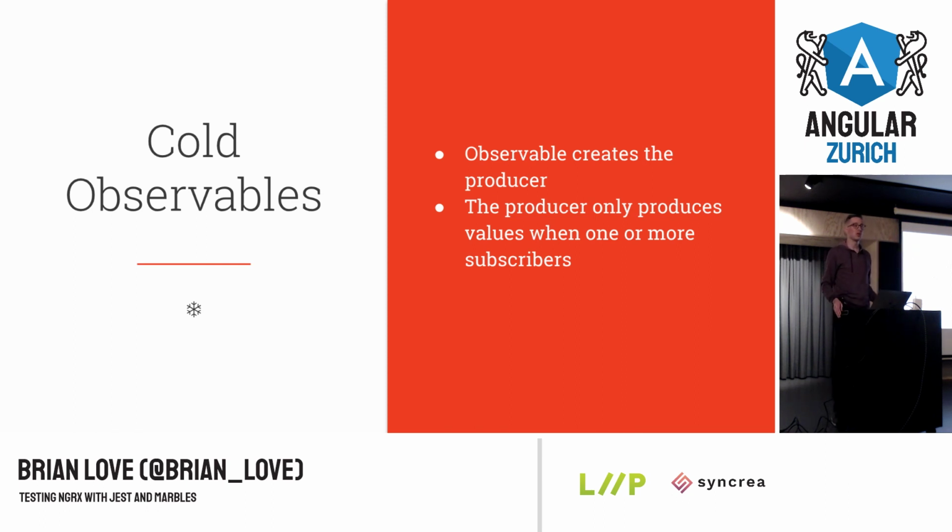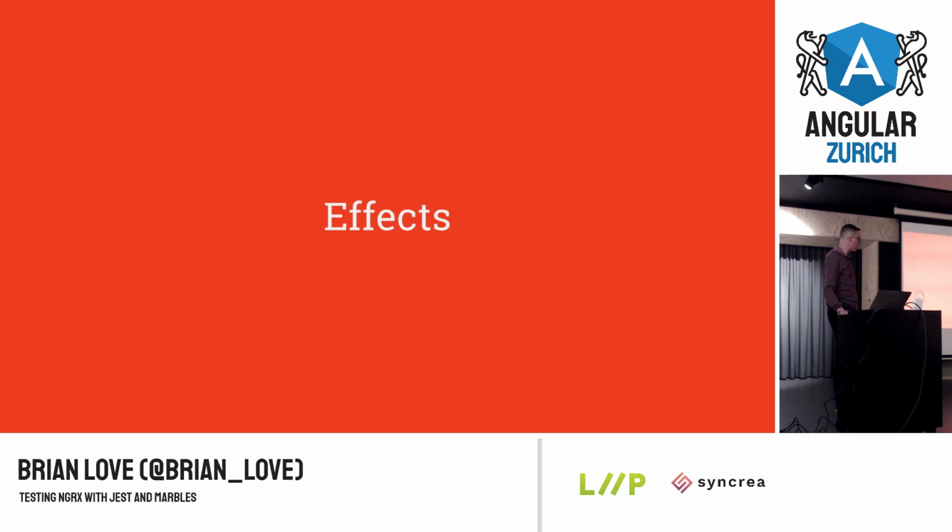And so with a cold observable, the producer only produces values when there are one or more subscribers to that observable stream. Think about Angular, where a perfect example is the HTTP client. It's only when you subscribe to the HTTP client's observable that it will actually issue the request. It doesn't issue the request until you subscribe. So in Angular, HTTP client returns cold observables. Okay, so we've got that out of the way. Let's dive into effects.